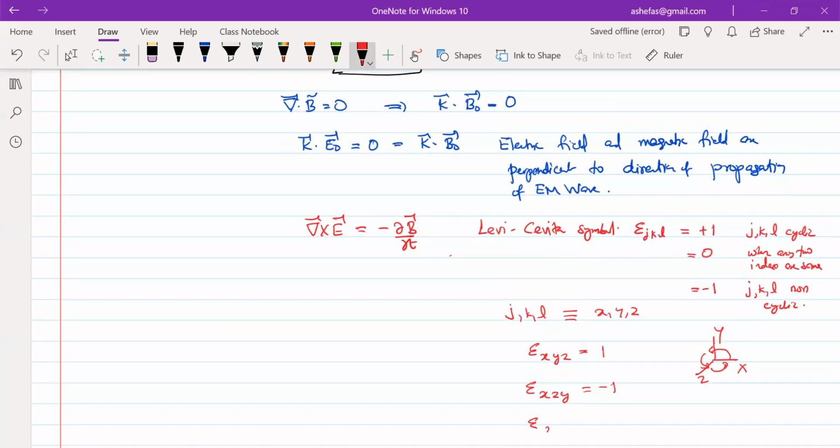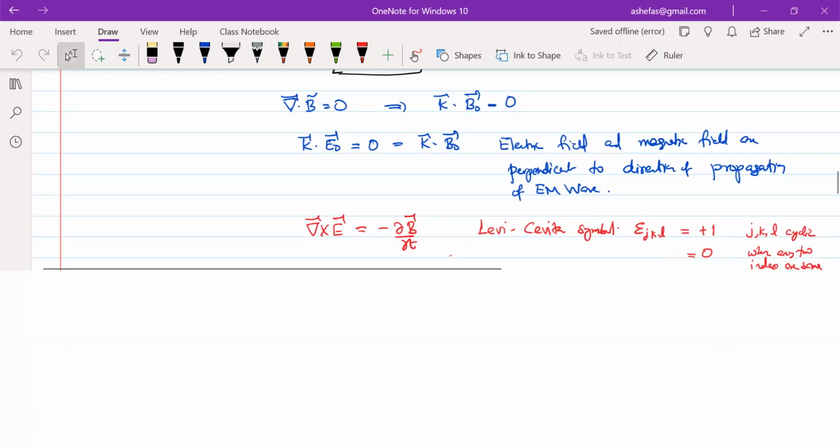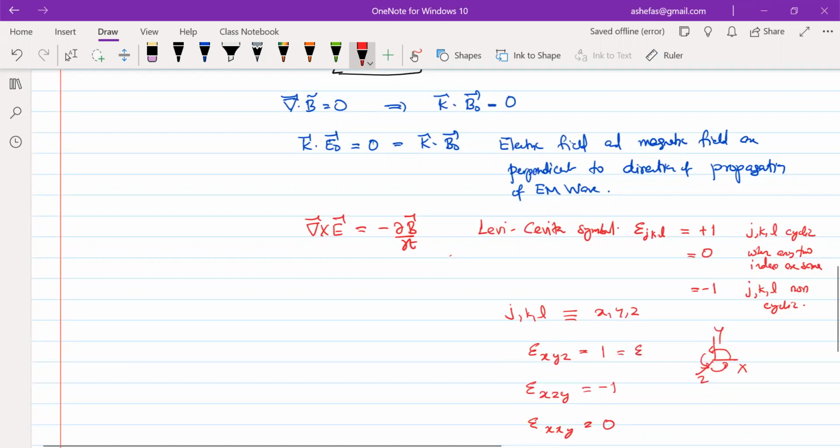And epsilon, what would be x, x, y? Here two indices are the same, so it would be 0. If any two indices are the same, it would be 0. And if the indices are coming in cyclic way, it would be plus 1. Suppose the first index is y, then second is z, and third x. It is cyclic, y, z, x. So epsilon y, z, x is 1. Okay, so this is one way of defining the Levi-Civita symbol.